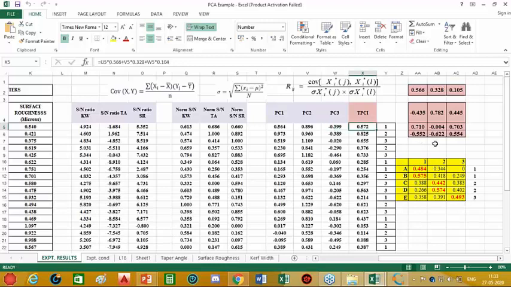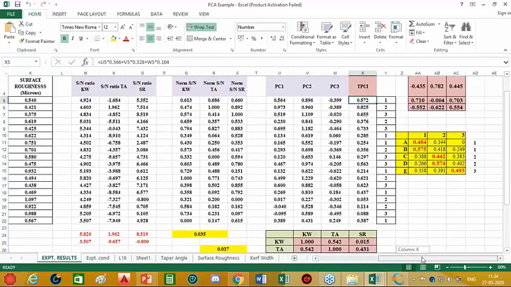It is 0.572. So this 0.572 is basically the score, just like an SN ratio, but this SN ratio we obtain is a unique SN ratio considering the effect of all 3 SN ratios, right? So here we can find the total principal component index. In a similar way, we can just drag it and calculate the total principal component for all 18 experiments. Now once we get it, the next procedure is just like our Taguchi method.